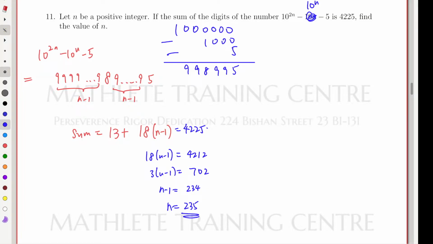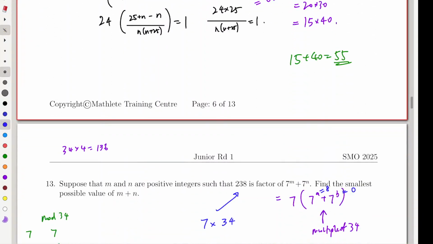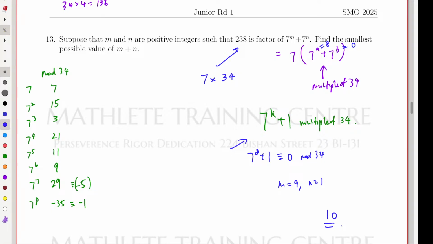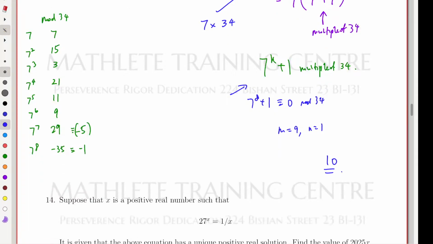Anyway, let me continue with where we left off. Yeah, we finished question number 13, right? The answer here is 10. It's okay that you can correct me. It's fine, right? Because some of these questions I'm just seeing for the first time. I can make some calculation mistakes. Okay, question number 14.